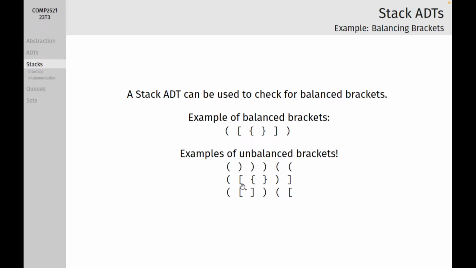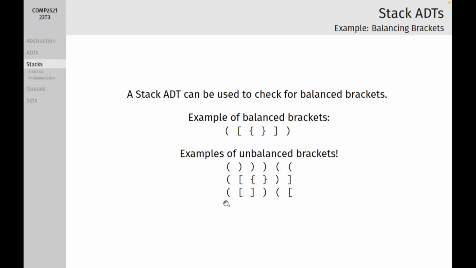In the second example, we've got an opening normal bracket, square bracket, and curly bracket. Then we've got a closing curly bracket, which matches with this opening curly bracket. But then we've got a closing normal bracket, which doesn't match up with the square bracket here. So this is unbalanced.